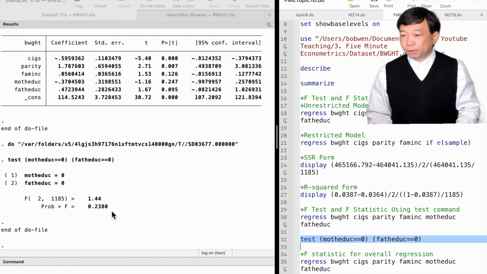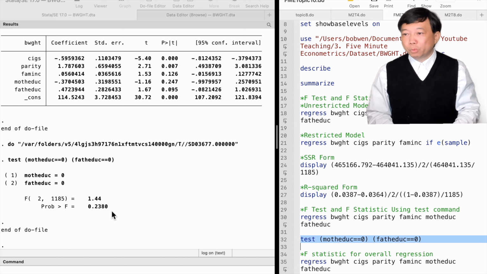A small p-value is evidence against the null hypothesis. Here we have a large p-value. It implies that the null hypothesis that the coefficients of both parents' education variables are 0 is not rejected at even the 20% significance level. The parents' education has no significant effects on the child birth weight at any reasonable significance level, once cigarettes, birth order, and family income have been considered.